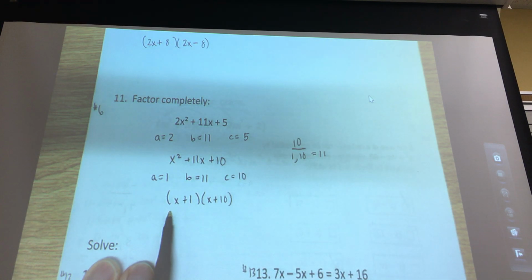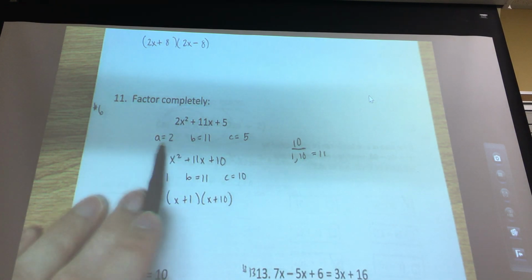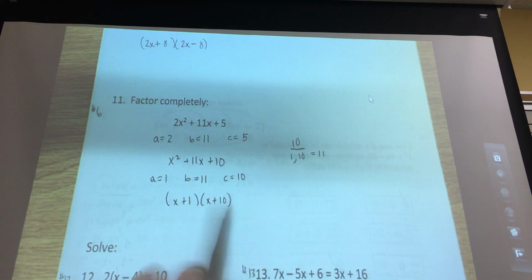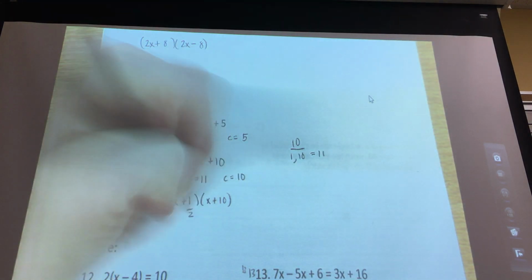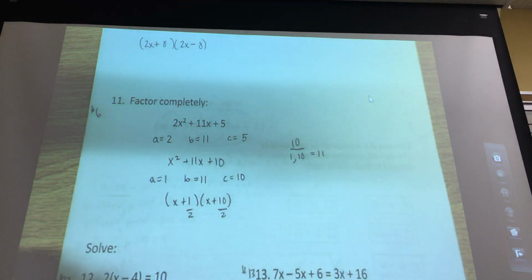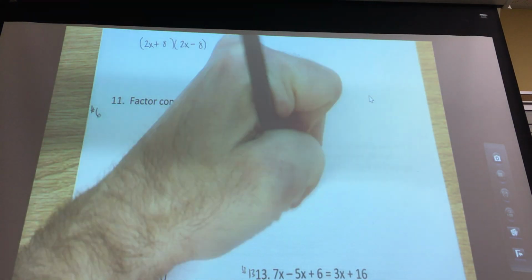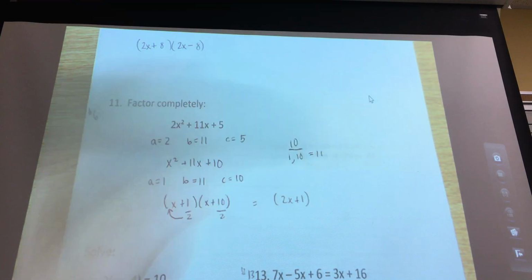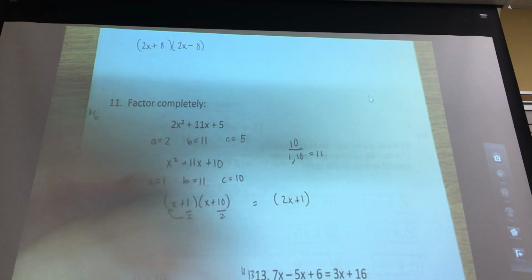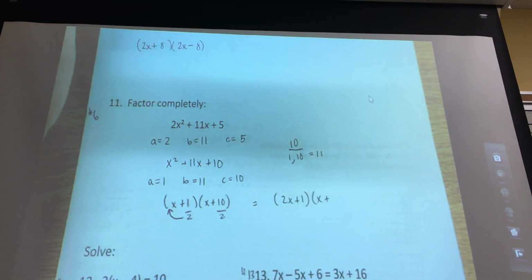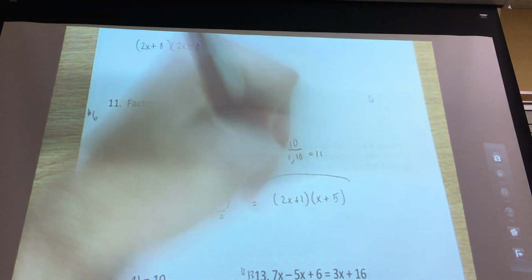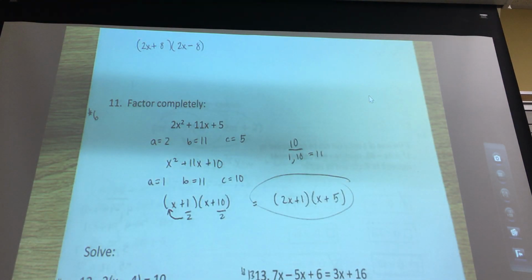Now that last step is going to take that original A, which was 2. You're going to divide it by both of these here. You can divide by 2 here and here. Now if they divide evenly, you're good to go. If they do not, you move that denominator out front. 1 divided by 2 does not divide evenly, so you're going to simply move it out front. So that's going to leave you with 2x plus 1. 10 divided by 2 is 5, so that's going to turn to x plus 5. And then you are done. Then you have factored completely. That is the end of factoring there.